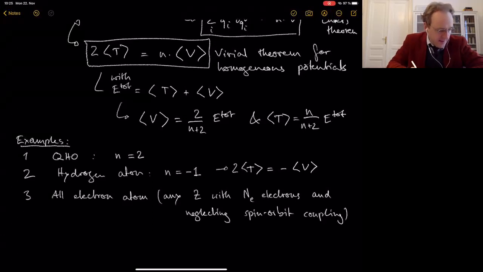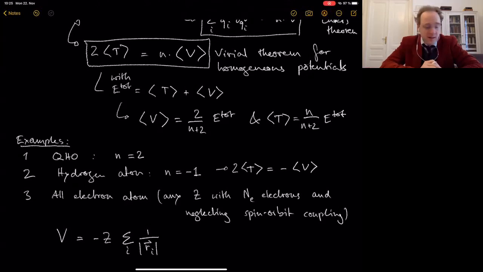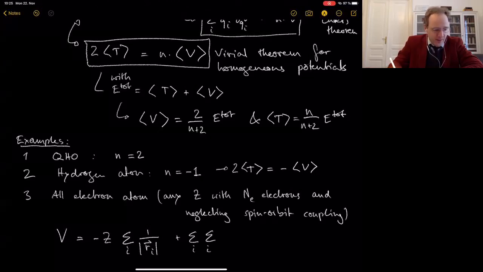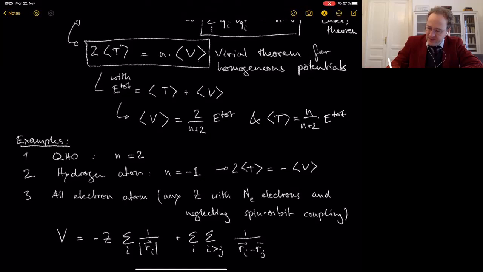So in this case, your potential is minus Z, sum over your electrons, 1 over distance to your atom, right? So that's the attraction to the nucleus. And then you also have the electron-electron repulsion in your operator, 1 over r_ij.